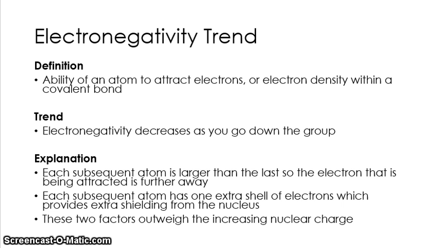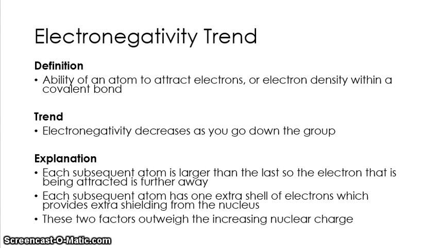So our second trend is electronegativity. And before we talk about the trend, it's important to know what the definition is, which you should have met before. So the definition of electronegativity is the ability of an atom to attract electrons or electron density within a covalent bond. And the trend for the halogens is that the electronegativity decreases as you go down the group.